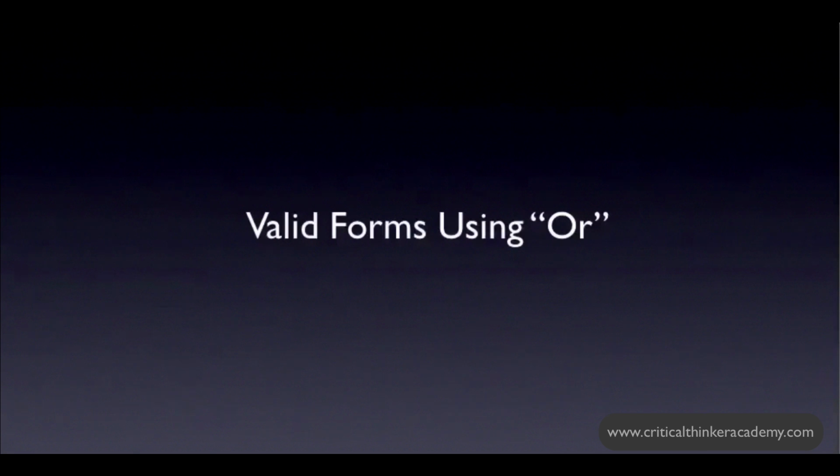Disjunctions are compound claims of the form A or B. We looked at the logic of disjunctive claims in the propositional logic course. Here we're going to look at the valid argument forms that use the disjunction as a major premise.